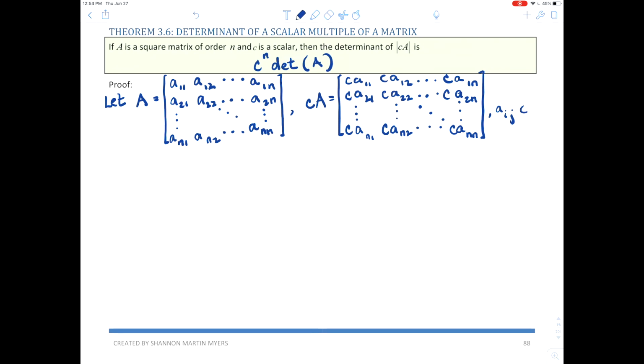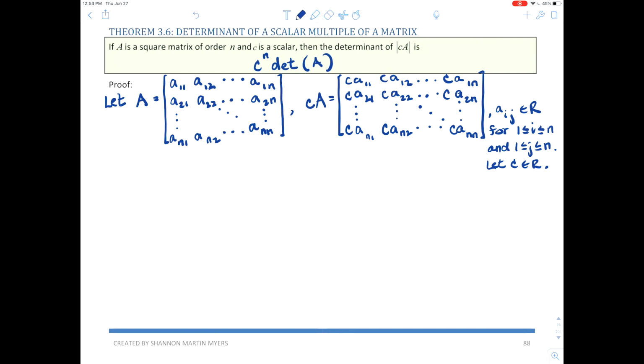All right. So we'll let Aij belong to the real numbers for 1 less than or equal to i less than or equal to n, and 1 less than or equal to j less than or equal to n. And then we'll also let C belong to the real numbers as well. Okay, we've got it all set up now. So what do we know?